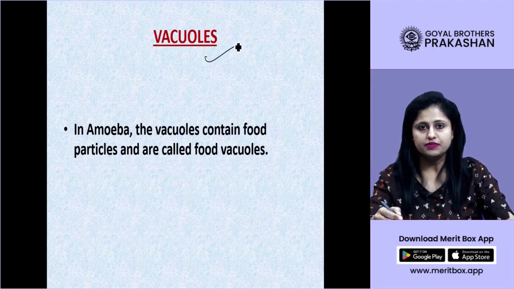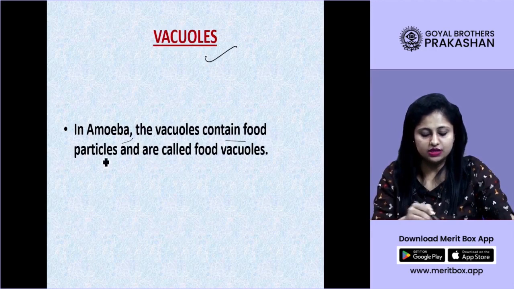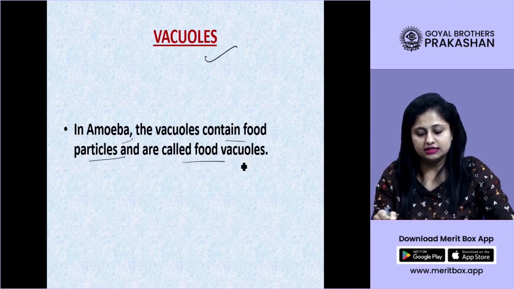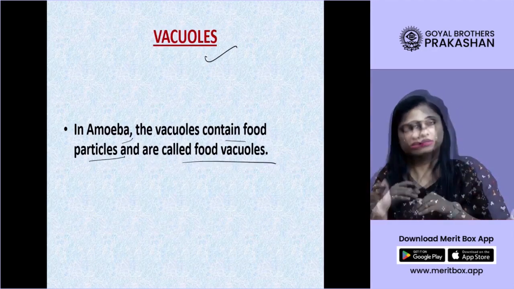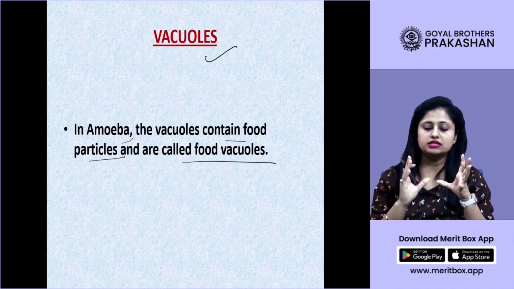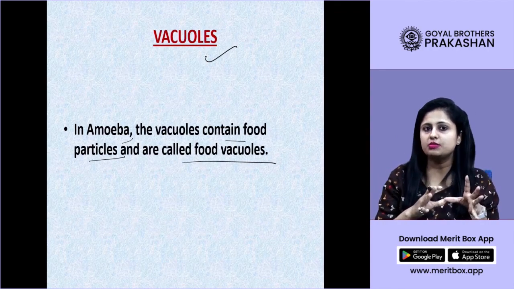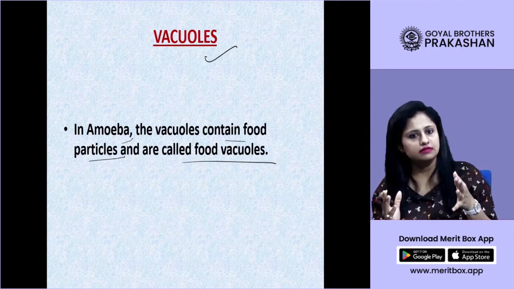Next, vacuoles. Vacuoles are present in amoeba and they contain food particles and they are known as food vacuoles. So the food vacuoles are basically the vacuoles in which there is only the storage of food, and the rest about the vacuoles we have already covered.